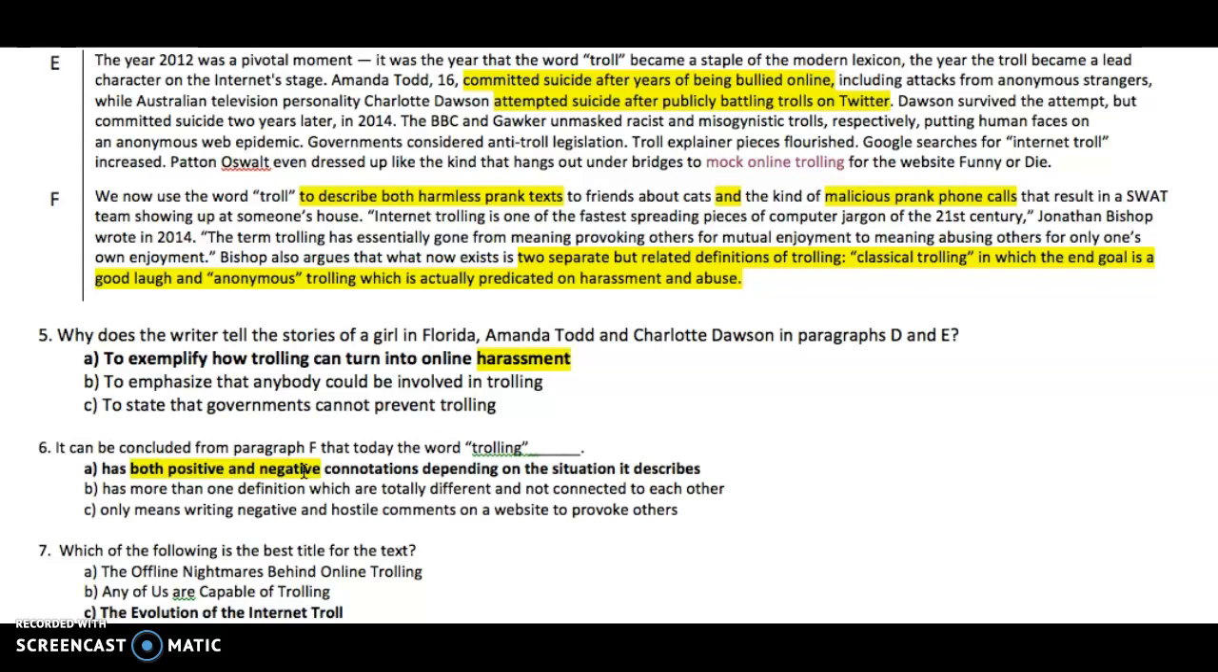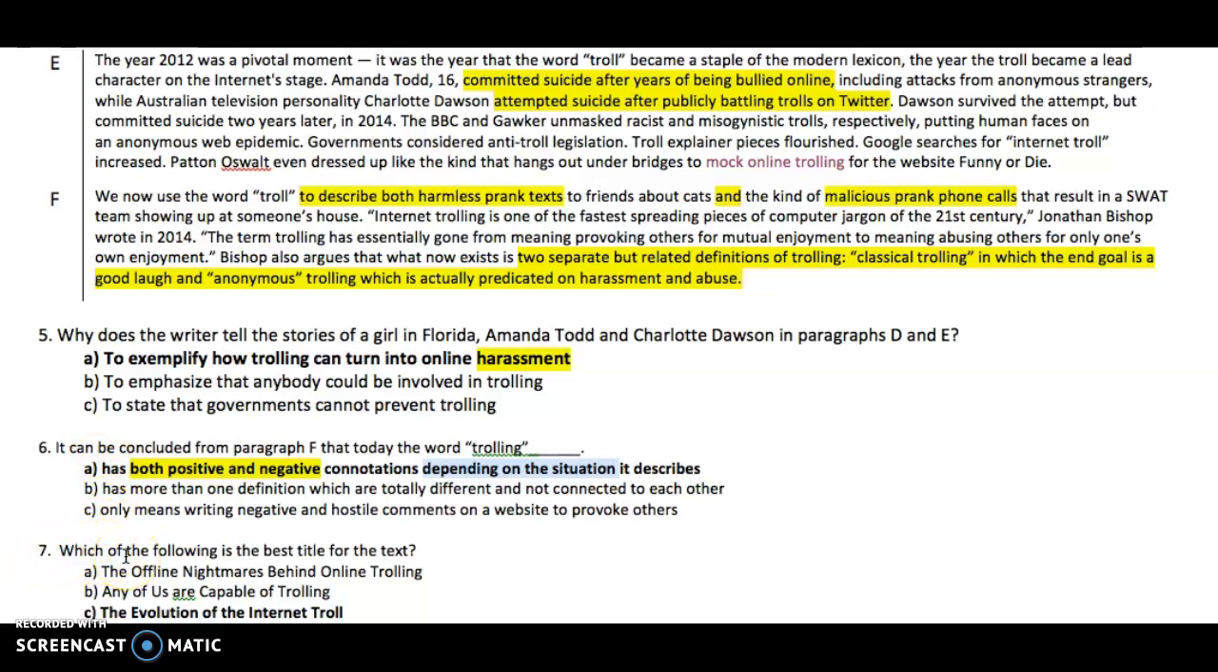Therefore, here, depending on the situation the trolling describes, it has both positive and negative connotations. Even from the first line, we can understand that, because it talks about trolls being both harmless, positive, and malicious, negative connotations. And that's why the answer is A.